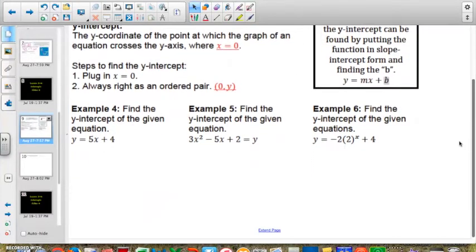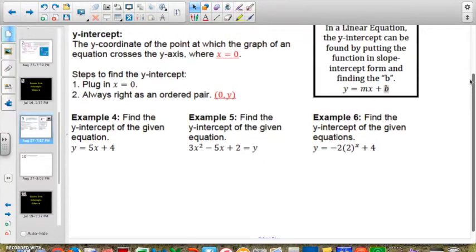Now, we do have a little bit more options as far as finding the y-intercept goes. We do have the skills we need to be able to figure out the y-intercepts of linear, quadratic, and exponential functions. So we will go ahead and discuss all three right now, and we will do an example of each. We want to find the y-intercept of the given equation.